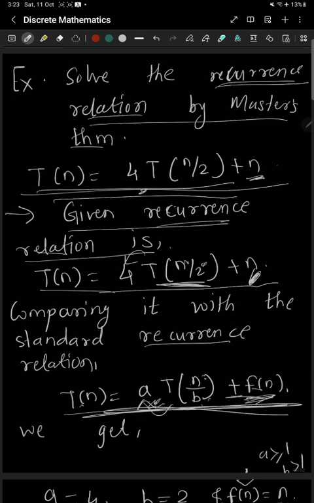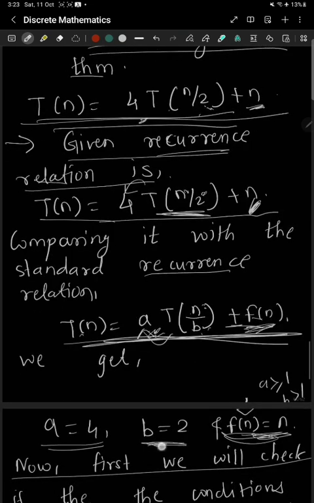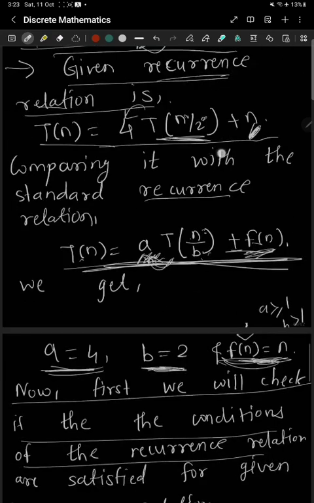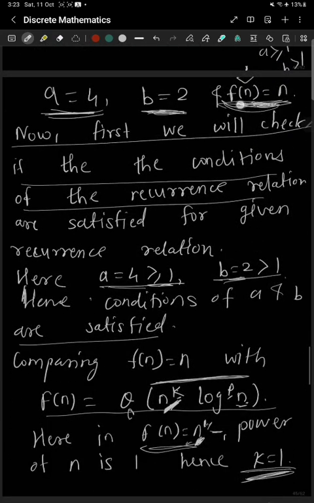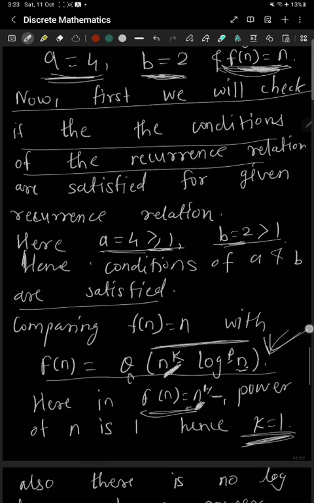Here T(n/b) means T(n/2), hence b is equal to 2. Similarly, the coefficient is a, here the coefficient is 4, hence a is equal to 4, and the n is the f(n), hence f(n) is given by n. Now the solution depends on f(n), so we are going to compare this f(n) with the standard f(n), which is given by this relation: theta of n raised to k into log raised to p n.